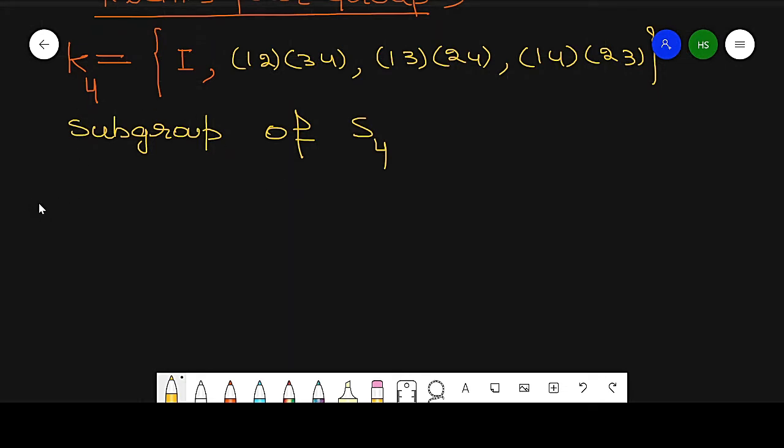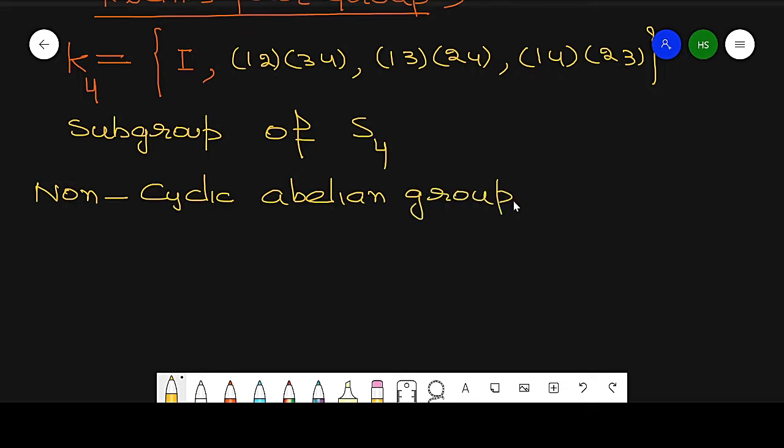Sometimes it is asked: give an example of a non-cyclic abelian group of order 4. So it has 4 elements. One thing is clear, it has 4 elements.